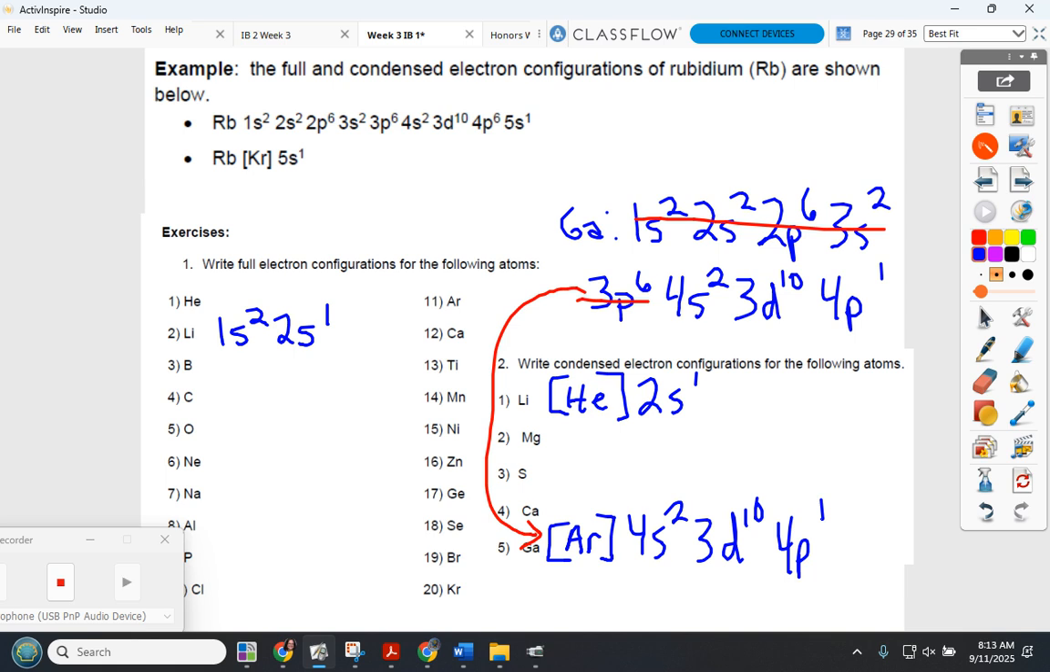Why would it be argon and not zinc? Because the condensed electron configuration is based on the noble gases in group 18. So we only use whatever the most recent group 18 element was. It's a good question. I mean, it's sort of an arbitrary decision, but that's the convention, is to use the noble gas.